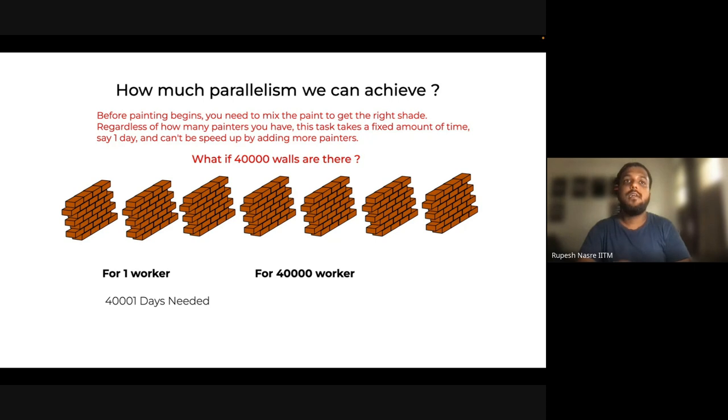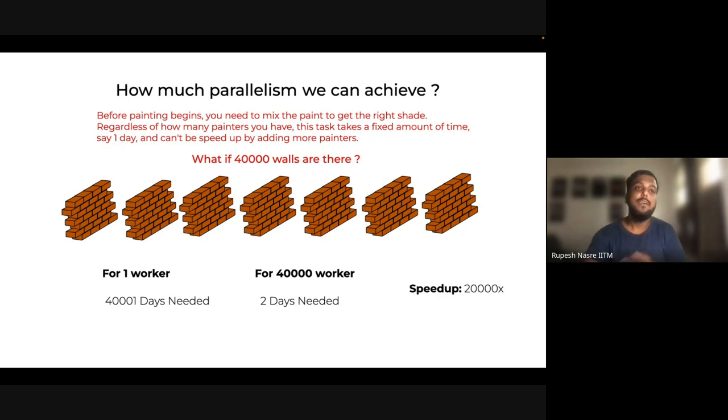Cool. Now, what if 40,000 workers are available? How much time will it take? Exactly. It will take 2 days, right? On day one, we will mix the paint. On day two, all 40,000 workers will paint all the assigned walls, right? So now my question three is speed up.